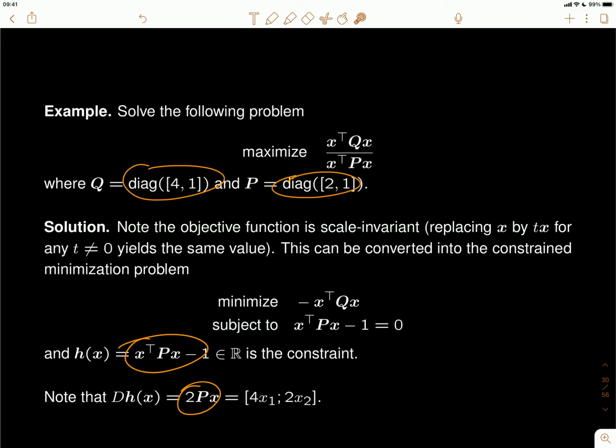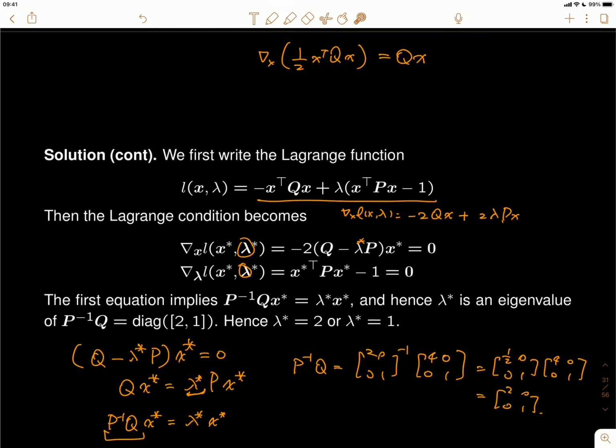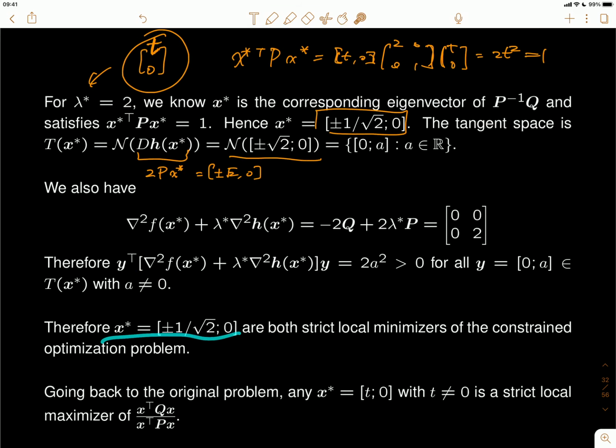But since we're trying to maximize this, we minimize the negative of this. So being a minimizer of this means that it's a maximizer of that. All right, so that means x star here is a strict local minimizer of the constrained problem, but it's a strict local maximizer for the original problem. As I said, we converted that into the constrained one since we know that we can freely scale. We have the liberty to scale this x star by any constant. So if this is the x star, then we scale it by any non-zero number, it's still a local maximizer.